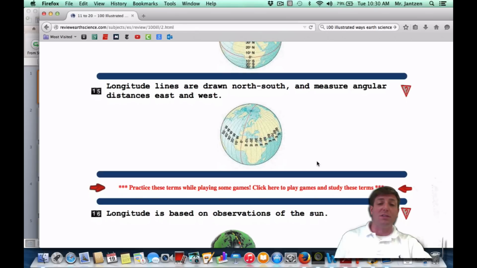Longitude lines are drawn north to south and measure angular distance east or west. So once again, these are meridians that converge at the poles. The main one is called the prime meridian right here, and if you're going to the right of the prime meridian, you're going east. If you're going to the left of the prime meridian, you're going west. So these are meridians that converge at the poles.